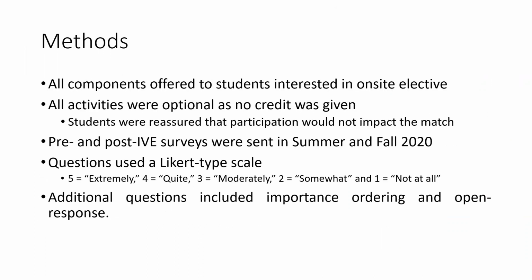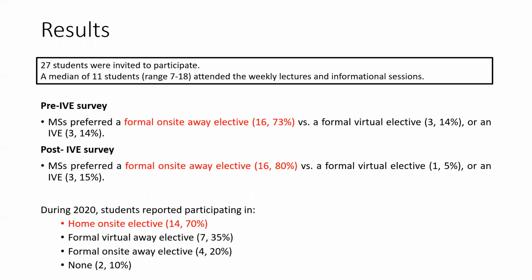All of the components were offered to students who were previously interested in rotating through our on-site elective. All of the activities were optional, obviously, as no credit was given. And students were reassured that participation would have absolutely no impact on their future chances of match. We sent out both pre and post IVE surveys in the summer and fall of 2020 that included questions using a Likert type scale and also importance ordering and open response.